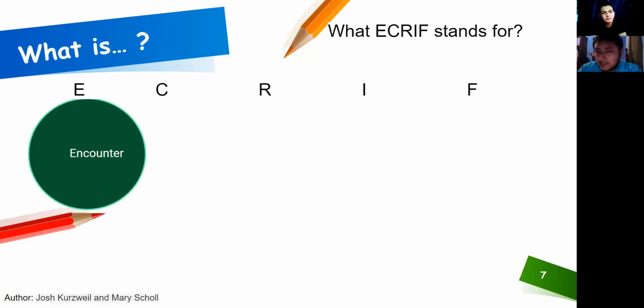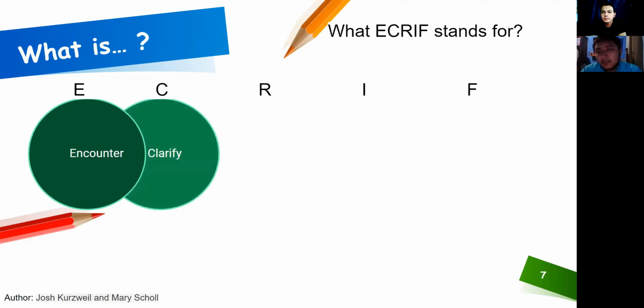The next letter is the letter C, and it is really interesting to see that the next step for this framework is clarify. What do you think we do in the clarify stage, Daniel? Well, in the first stage we encounter, and we have many questions, right? Yeah, that's right. In the clarify stage, we solve those questions that we have. As the name says, it clarifies different questions that we have about this new situation or this new action that we are facing for the first time.